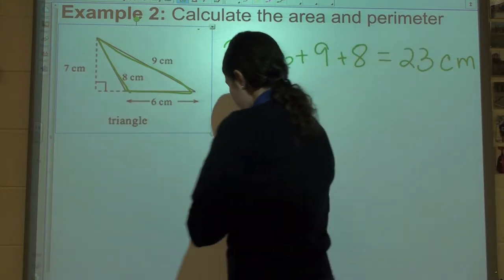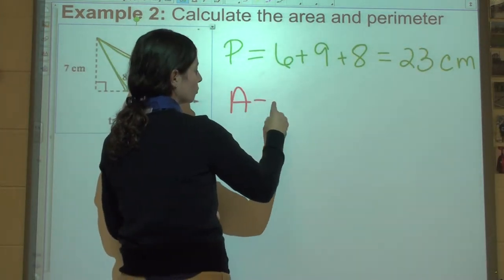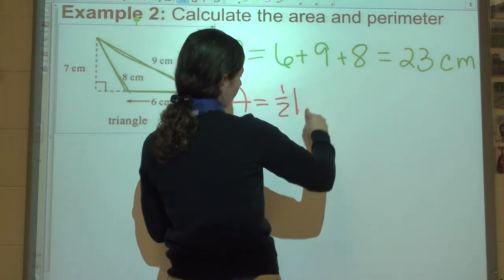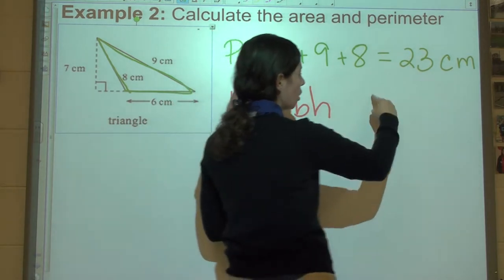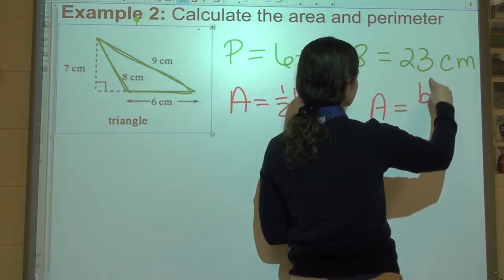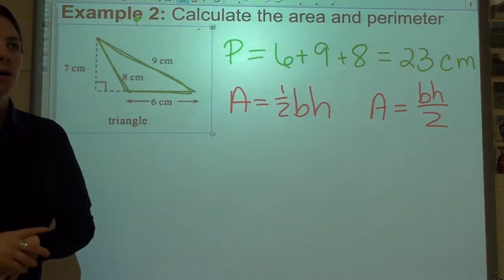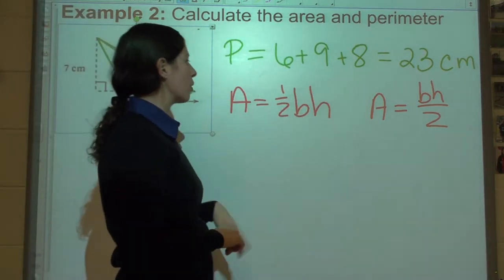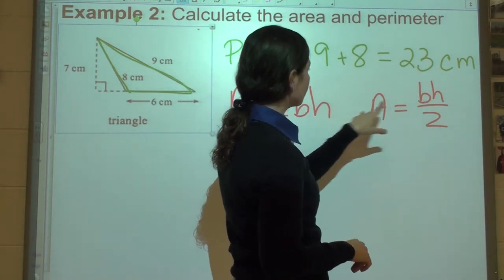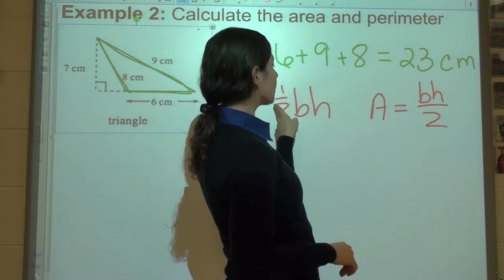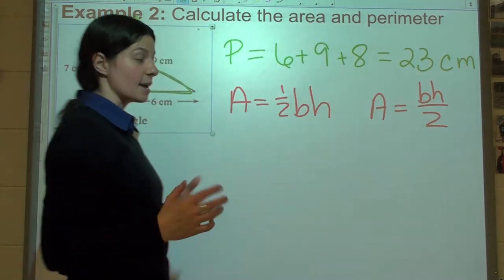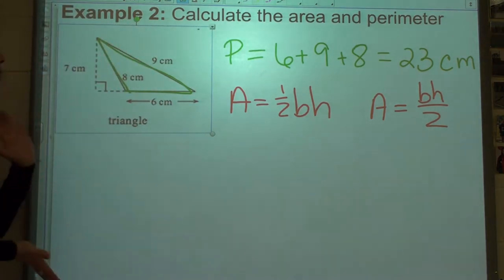Now the area of a triangle, you probably look at it one of 2 ways. You've either got 1/2 times base times height, or you've got base times height divided by 2. It's 2 different ways of writing the same equation. Remember, multiplying by 1/2, dividing by 2, it's the same thing. So remember, your base and your height are at right angles.